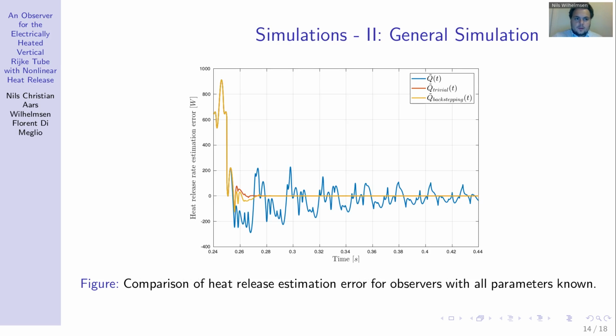So firstly, from the general simulation, this plot shows the heat release estimation error for the three observers for a small part of the first simulation. Here the trivial observer and observer using backstepping gains have better performance than the observer from the paper. As you can see, those two observers converge almost immediately. However, the observer from the paper's convergence can be seen to be asymptotic, as the main theorem guaranteed.